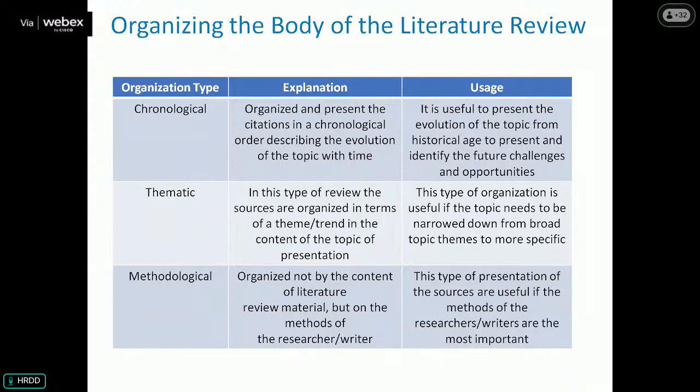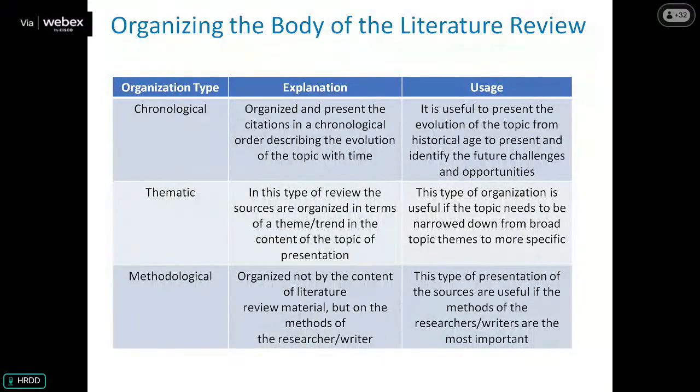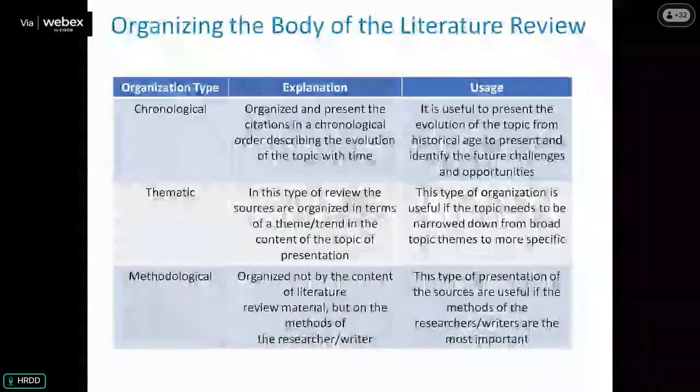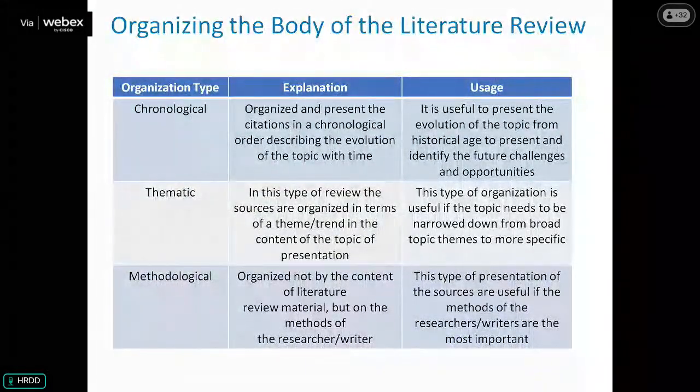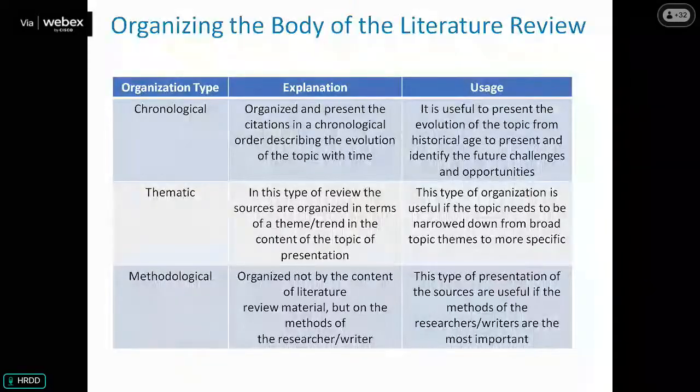This type of organization is useful if the topic needs to be narrowed down from a broad topic to more specific themes. If you are doing very specific work, where you are reporting only one area, then the thematic is very important. Only one type of material or one type of application of the material. This review deals with only the catalytic application of carbon nanotubes. So it is a very small thing. Or if you want to narrow it further, you can mention a specific reaction itself.